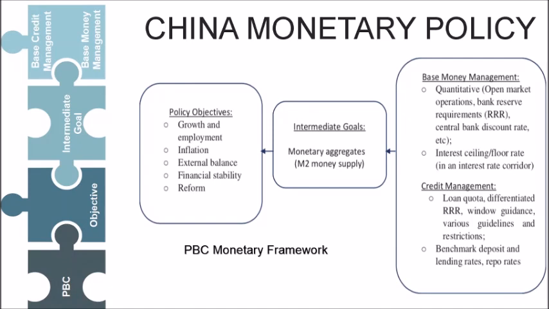The intermediate goal for China monetary policy is the monetary aggregate, whereby they control the monetary supply. They are using the M2 variable. Their policy objectives are: number one is growth and employment. Number two is inflation. Number three is external balance. Number four is financial stability, and the last one is reform.